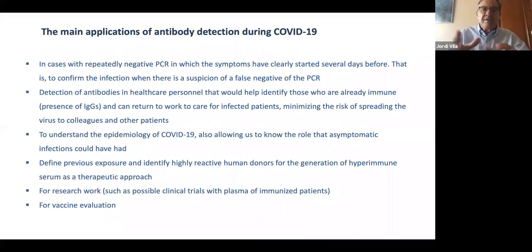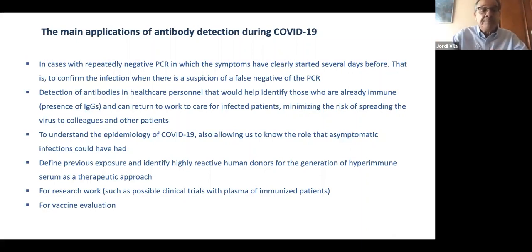When we use the detection of antibodies during COVID-19, we can have several applications. The first one is when we have cases with repeatedly negative PCR, in which we know that the symptoms started several days before, 8 or 10 days before. Then we can use the detection of antibodies to confirm the infection when there is a suspicion of a false negative PCR. But again, this applies when the patient has already passed 8, 10 or more days after the onset of the symptoms.